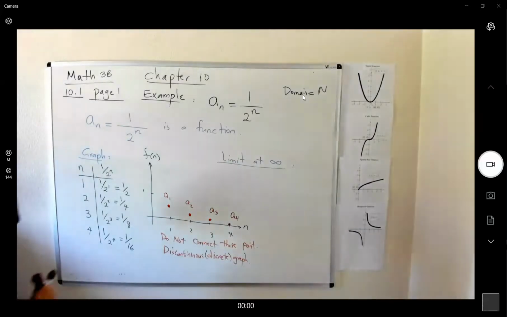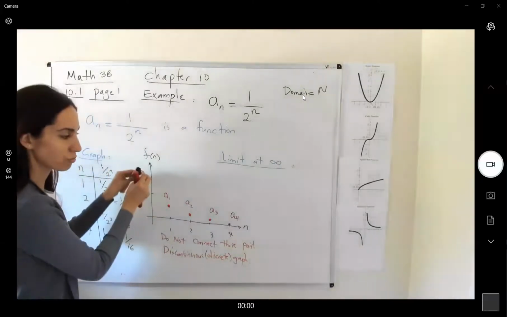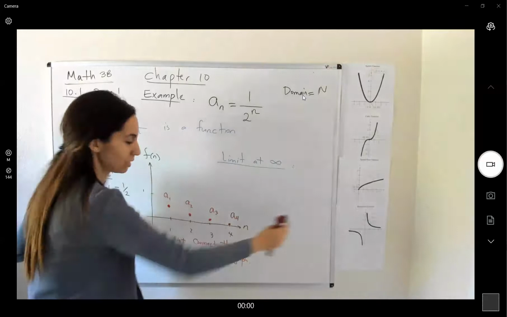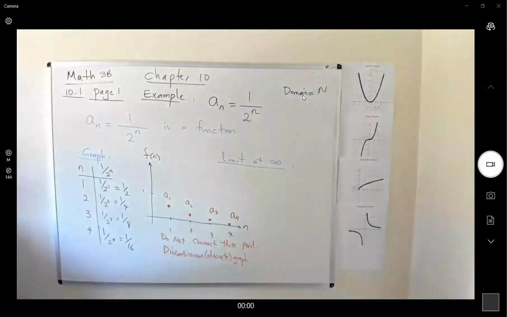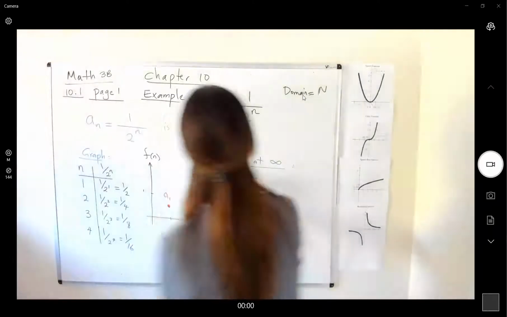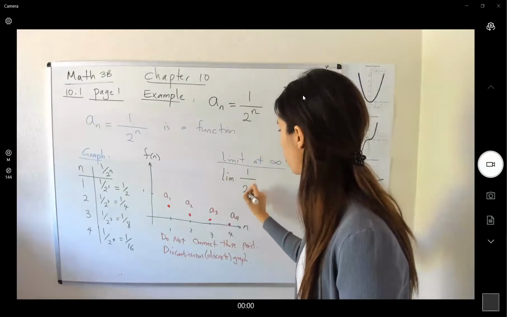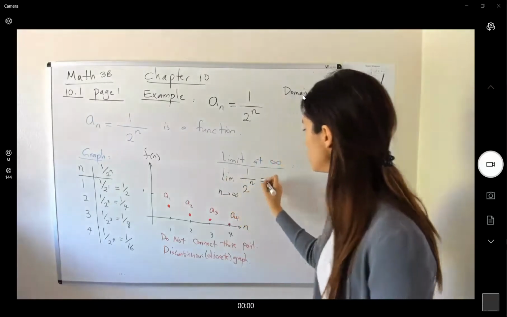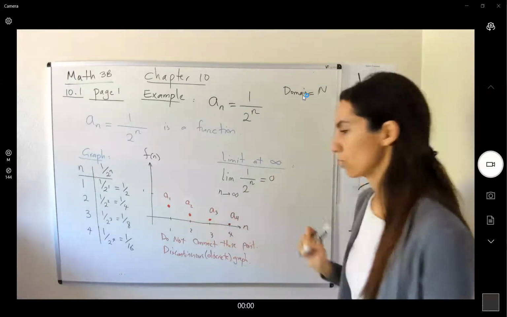There you go. As n goes to infinity, the graph of the function approaches the horizontal axis, so the y value is going to be 0. Take a look at this. The limit of 1 over 2 to the n, as n goes to infinity, look at the graph of the function, is equal to 0.